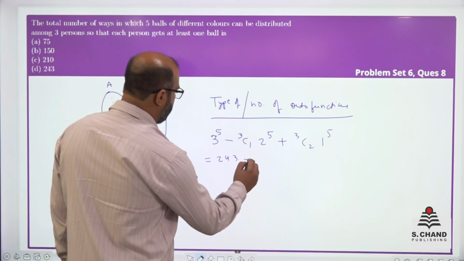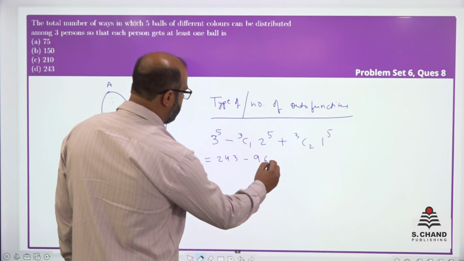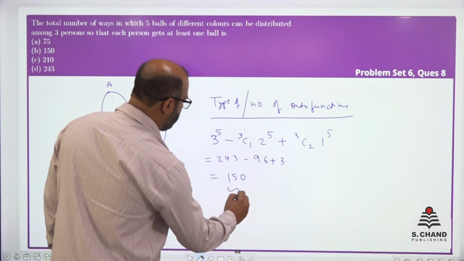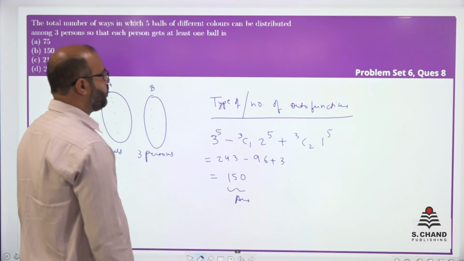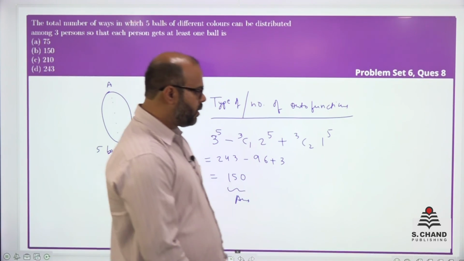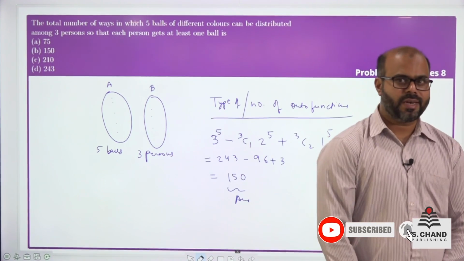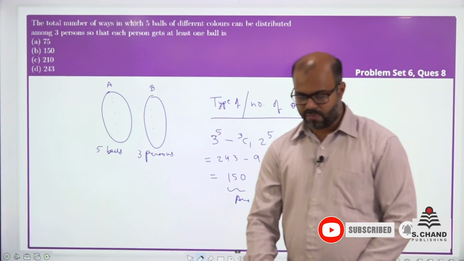So this will become 243 minus 96 plus 3. So 150, this is an IIT question, this will be your answer here. So you have to be quite alert to solve these types of permutation and combination questions, because there are chances that any time you may face any type of question.